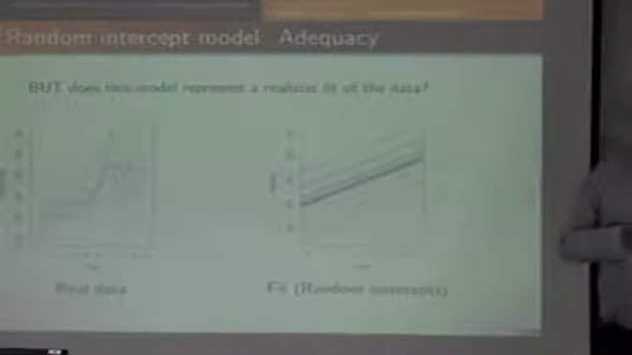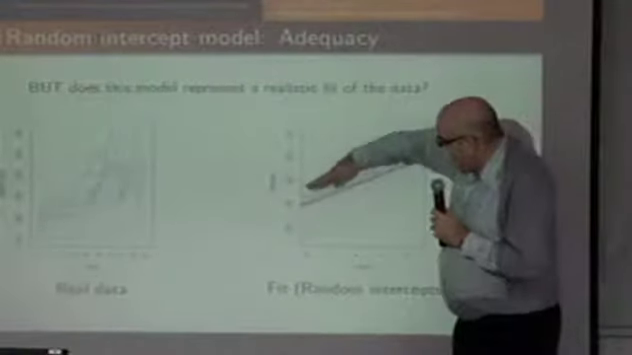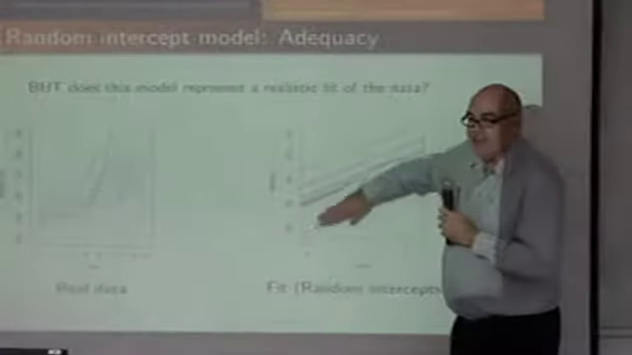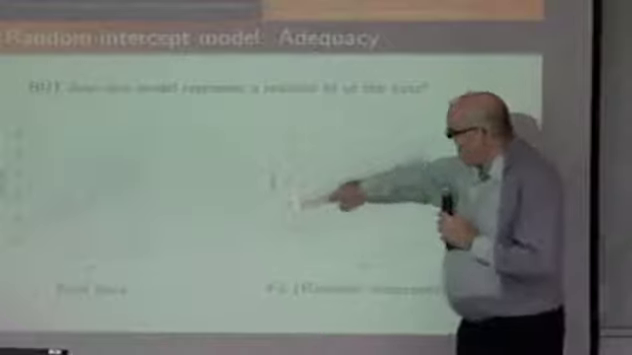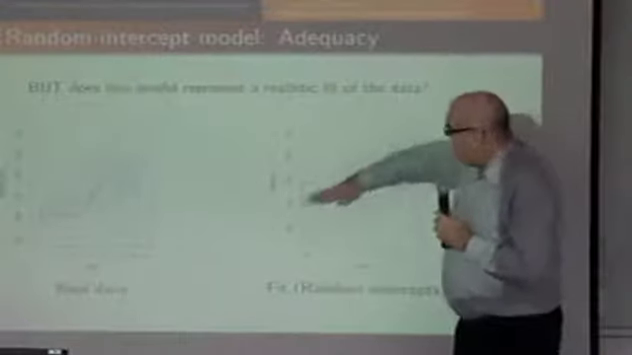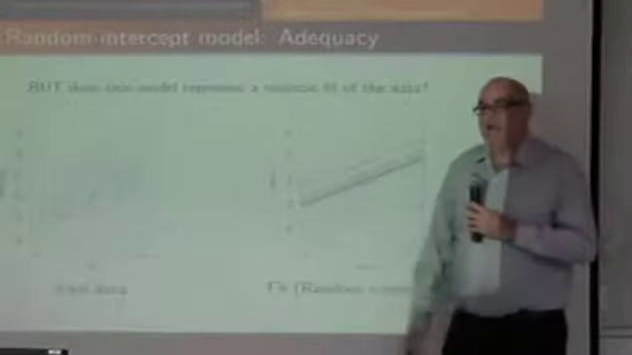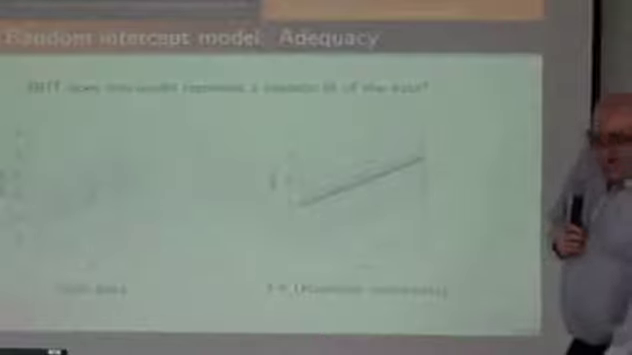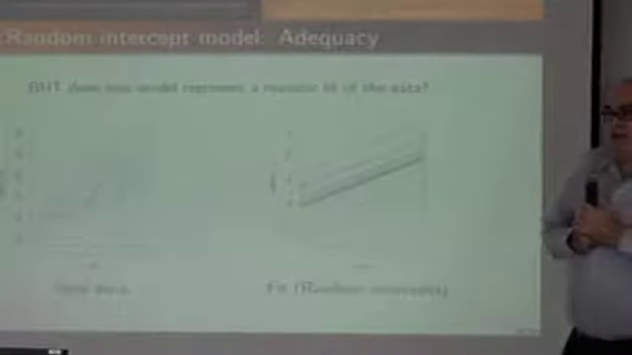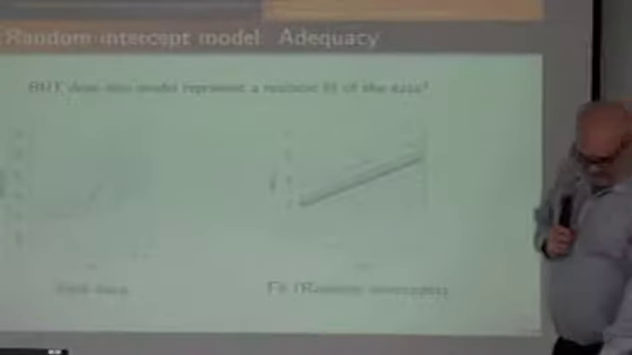Do you think it's realistic? No, I don't. The thing to note, of course, is that these random lines are a normal distribution around the average regression equation, and they only change in their intercept. Hence the name random intercept model. So I don't like this model. I don't think it's very realistic at all. I think we need to go a little bit further.